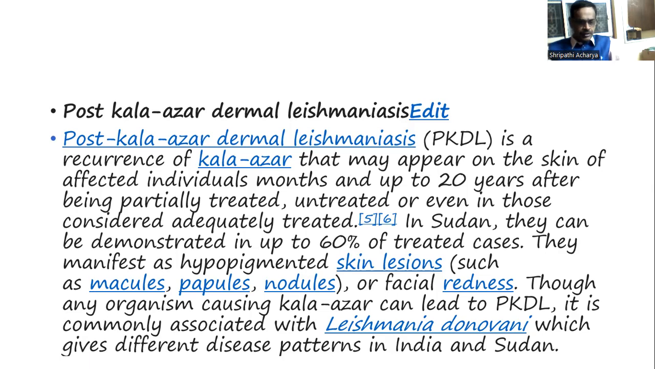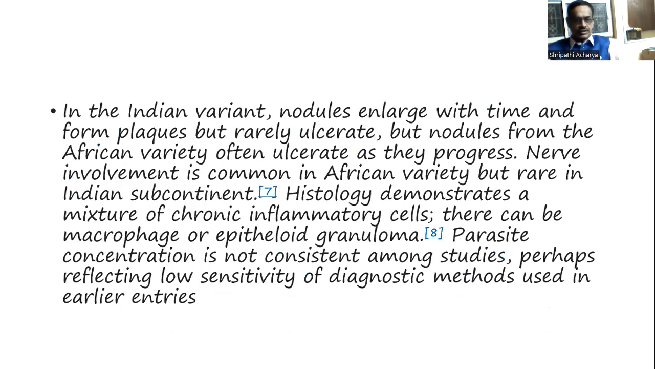Though any organism causing Kala-Azar can lead to PKDL, it is commonly associated with Leishmania donovani, which gives different disease patterns in India and Sudan. In the Indian variant, nodules enlarge with time and form flakes, but rarely ulcerate. But nodules from the African variety often ulcerate as they progress. Nerve involvement is common in the African variety, but rare in the Indian subcontinent.